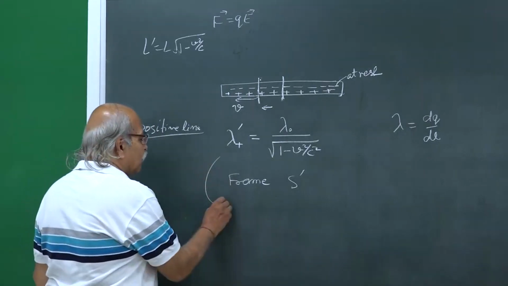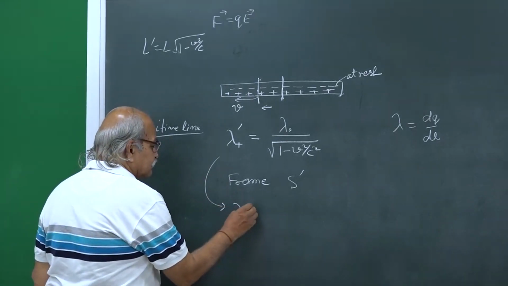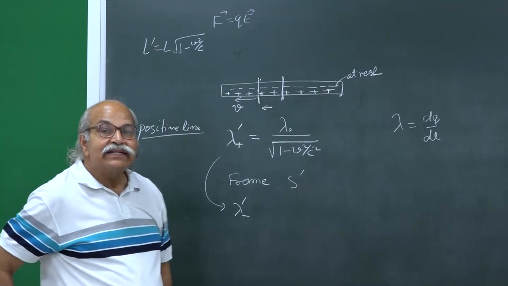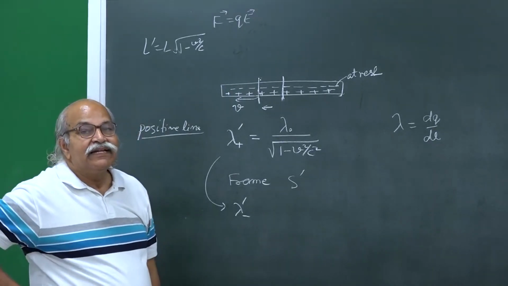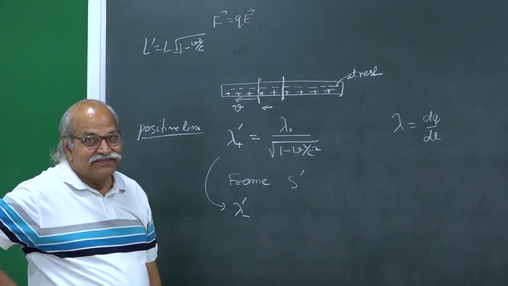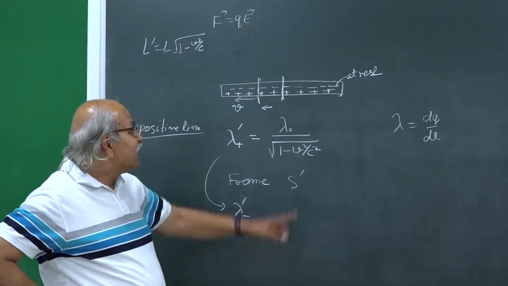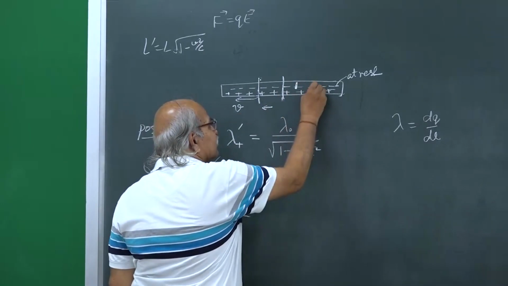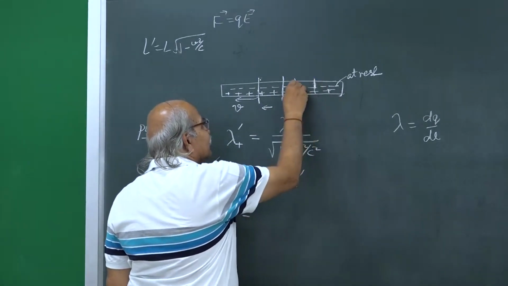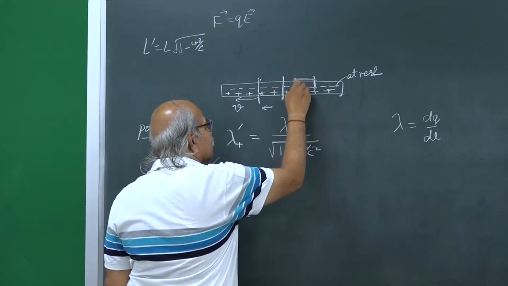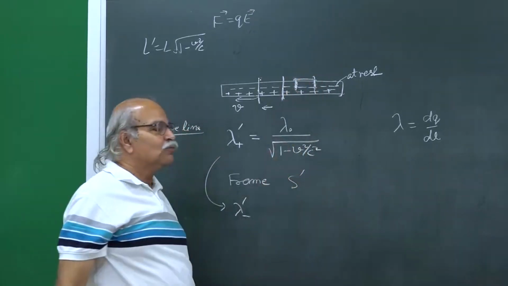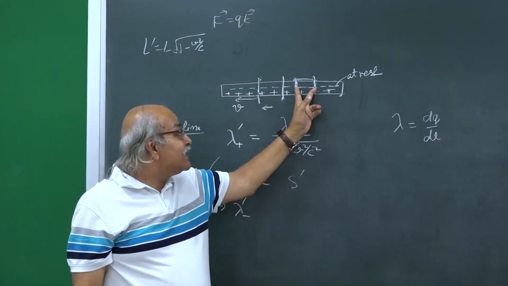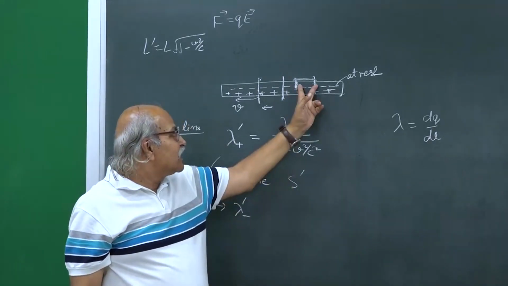And then you look for lambda minus prime. What is the linear charge density of the negative charge line? So, a negative charge line is at rest here. So, if I consider a length here, one mark here, one mark here, I am looking at this negative charge inside, in between these two. This length is at rest in the S prime frame. The negative charge line is at rest.